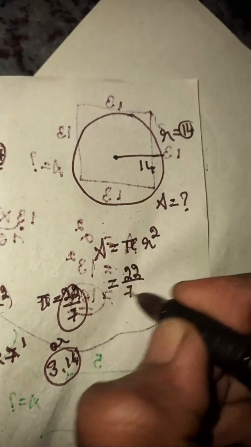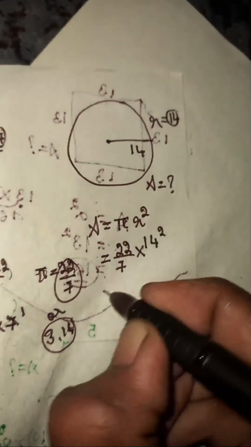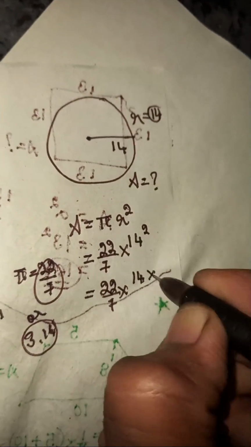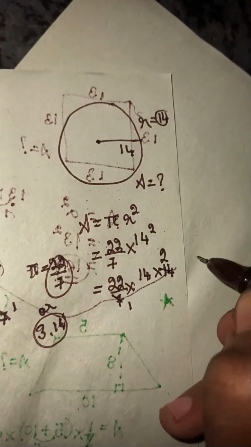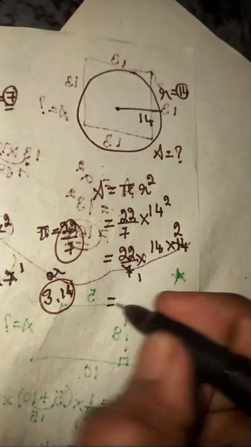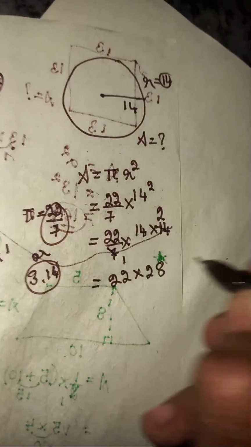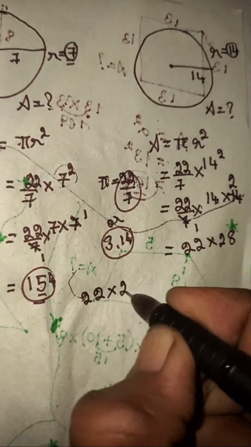You can write 22 by 7 times of 14 square. 14 square you can write as 14 times of 14. So you can write it like this. Now you can divide 7 one times, 7 two times as 14. Now you need to multiply this 22 times of 28. Now let's multiply 22 times of 28.